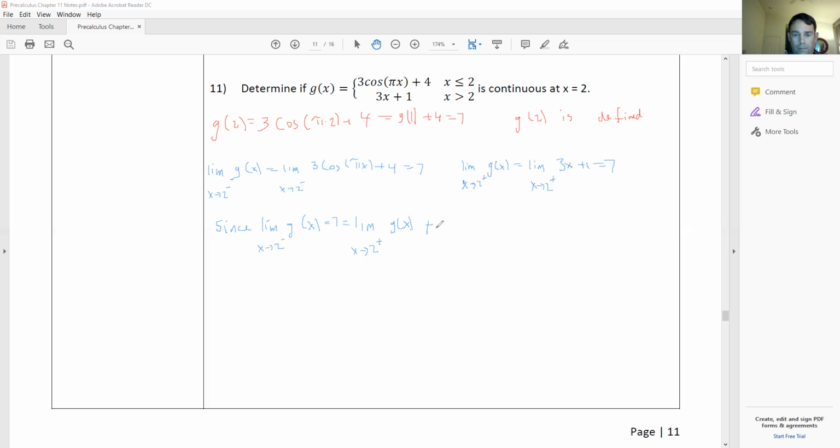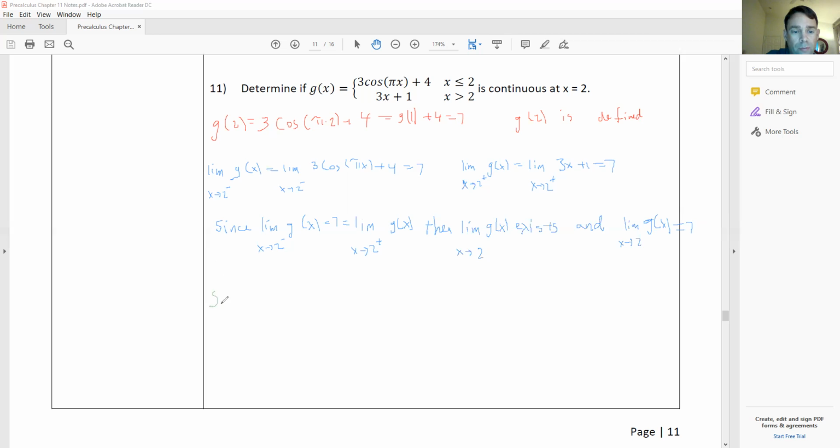then that means the limit as x approaches 2 of g of x exists and it is equal to, oops, 0, no, 7. Let's try that instead. All righty, so now we've got the limit existing, we've got the function value defined, and now we can finish this up.